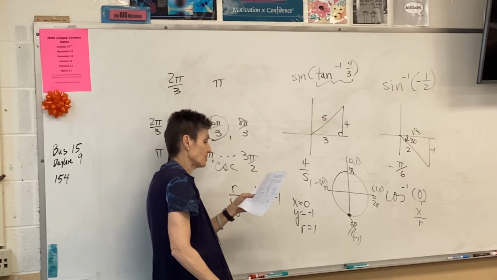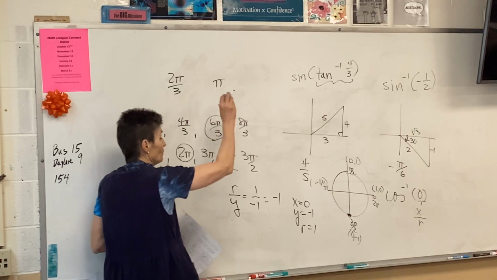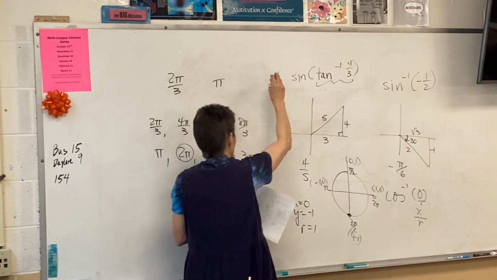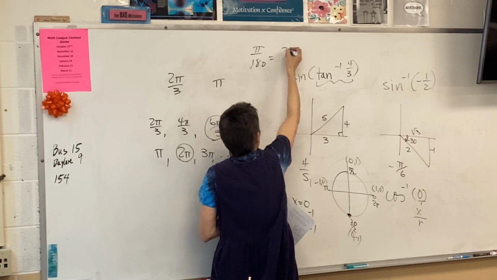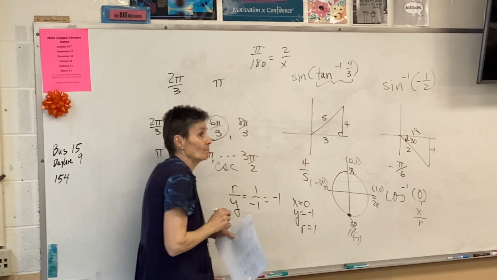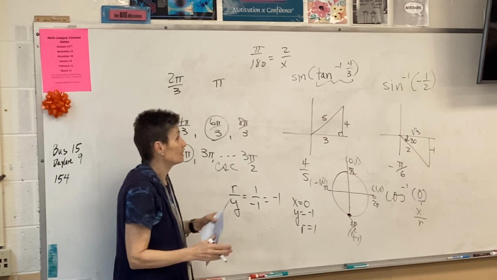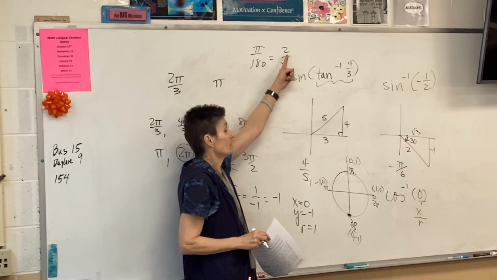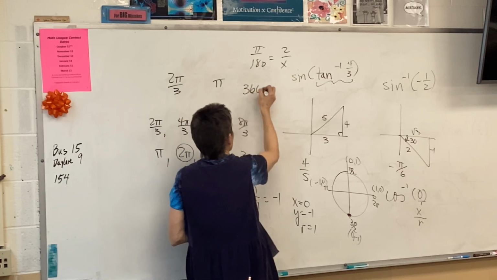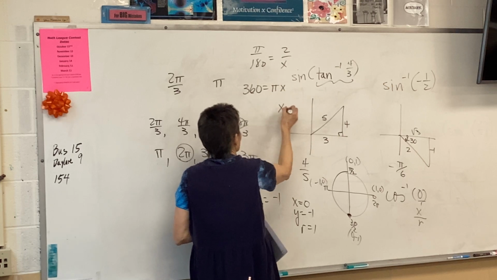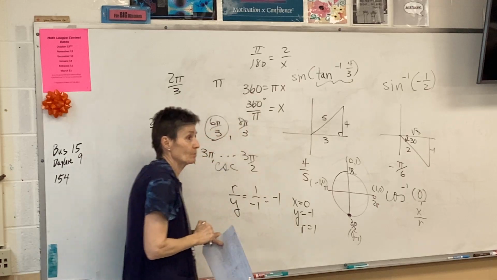Change 2 radians to degrees. Day 1, that's first day of the unit. What did we do? Change radians to degrees. 2 radians. What did we do? Pi over 180 equals 2 over x. Why does the 2 go up there in the top? Because it's a radian. Pi is a radian. 2 is a radian. They go in the same spot. So 360 equals pi x. 360 over pi degrees.